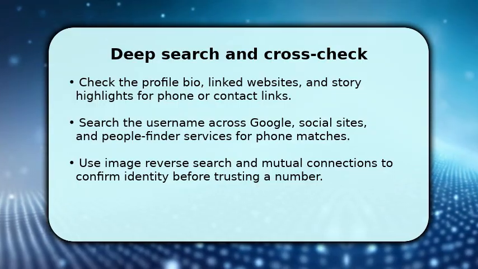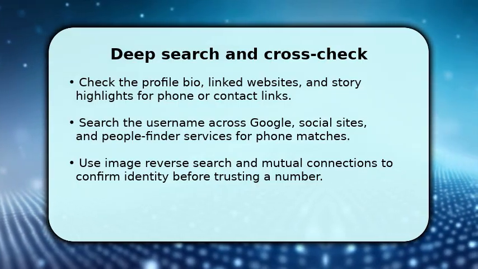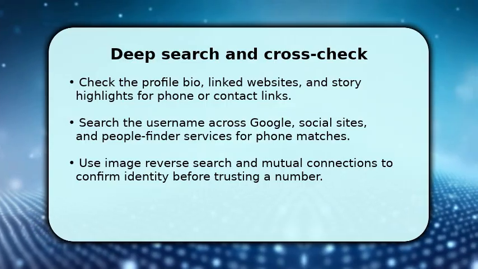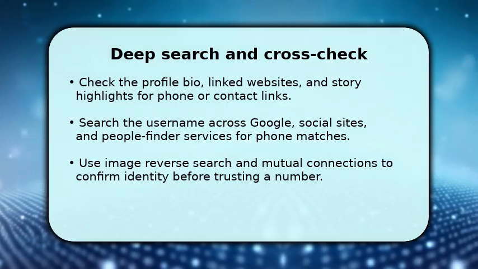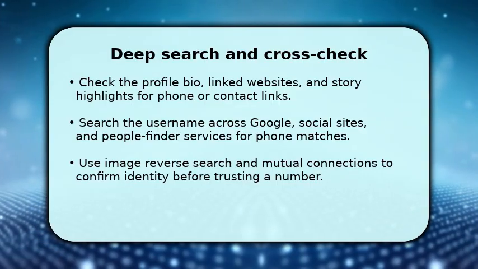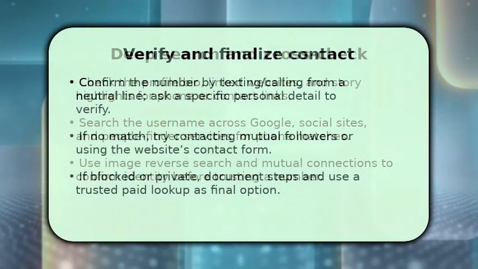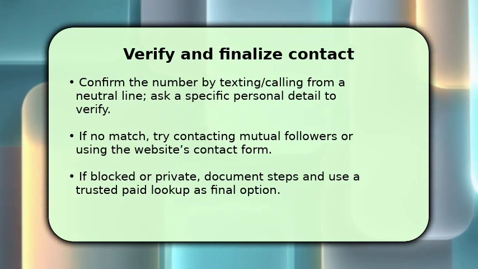Once you find candidate numbers, run reverse image searches on profile photos and check mutual followers to confirm the account owner. This reduces false matches and helps validate the discovered contact. Finish by verifying any found number before using it.